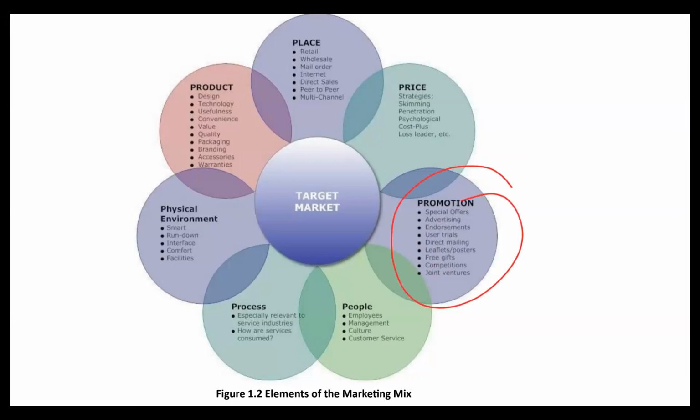Promotion. This is where you do special offers, you advertise. Even advertising is part of promotion. They are not the same as promotion, it's just part of promotion. You use user trials, direct mailing, direct selling, free gifts, among others. Those are some of the things that you consider around promotions. What methods are you going to use to promote your product? Advertising is one way of promoting the product. Direct selling is one way of promoting products.